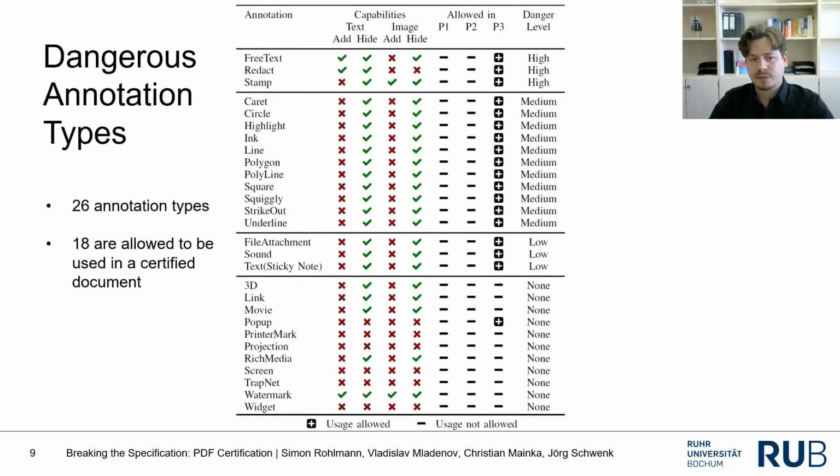The PDF specification 2.0 defines 26 annotation types, and 18 of them are allowed to be used in a certified document. So as you can see on the right side, we categorize them by their danger level. Danger level high means you can add text or images to the certified document. For the annotations free text and redact, you can add text, and for the annotation stamp, you can add images. At level medium, it means you can hide images or text in a certified document, but you cannot add new content. And on level low, you can only add icons to the certified document.